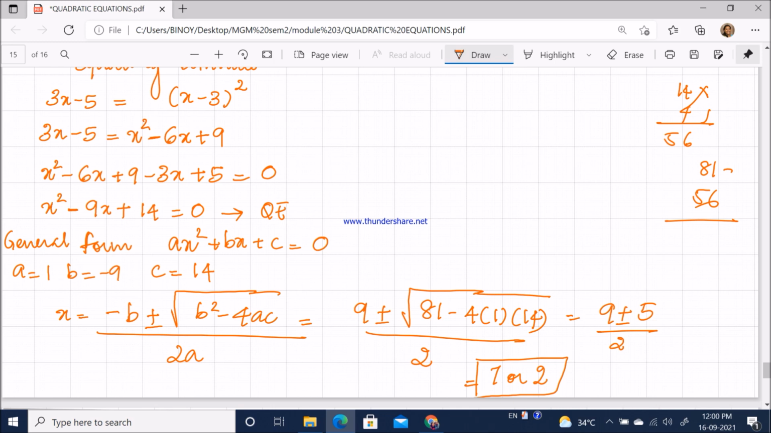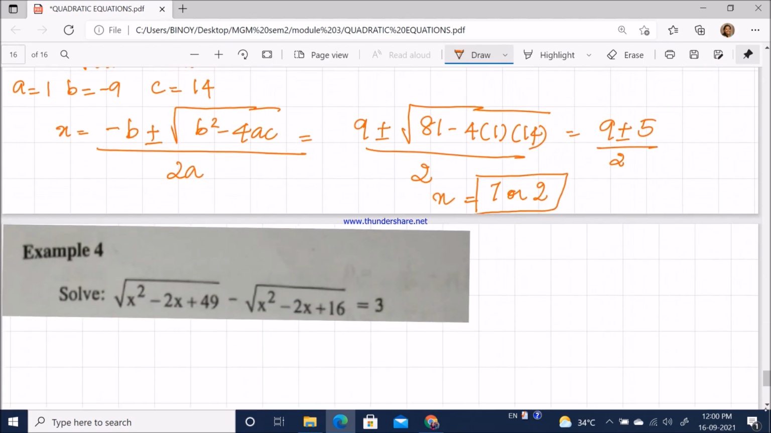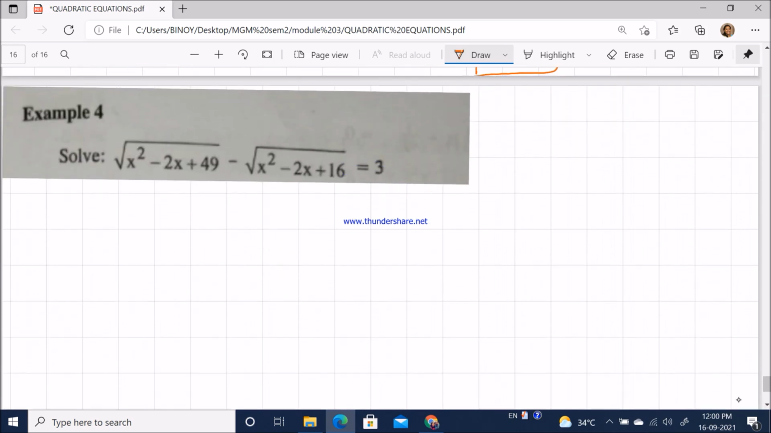So the roots are 7 or 2. So this is how we solve the equation. So roots are 7 and 2. x is equal to 7 or 2. Now moving on to the next question.